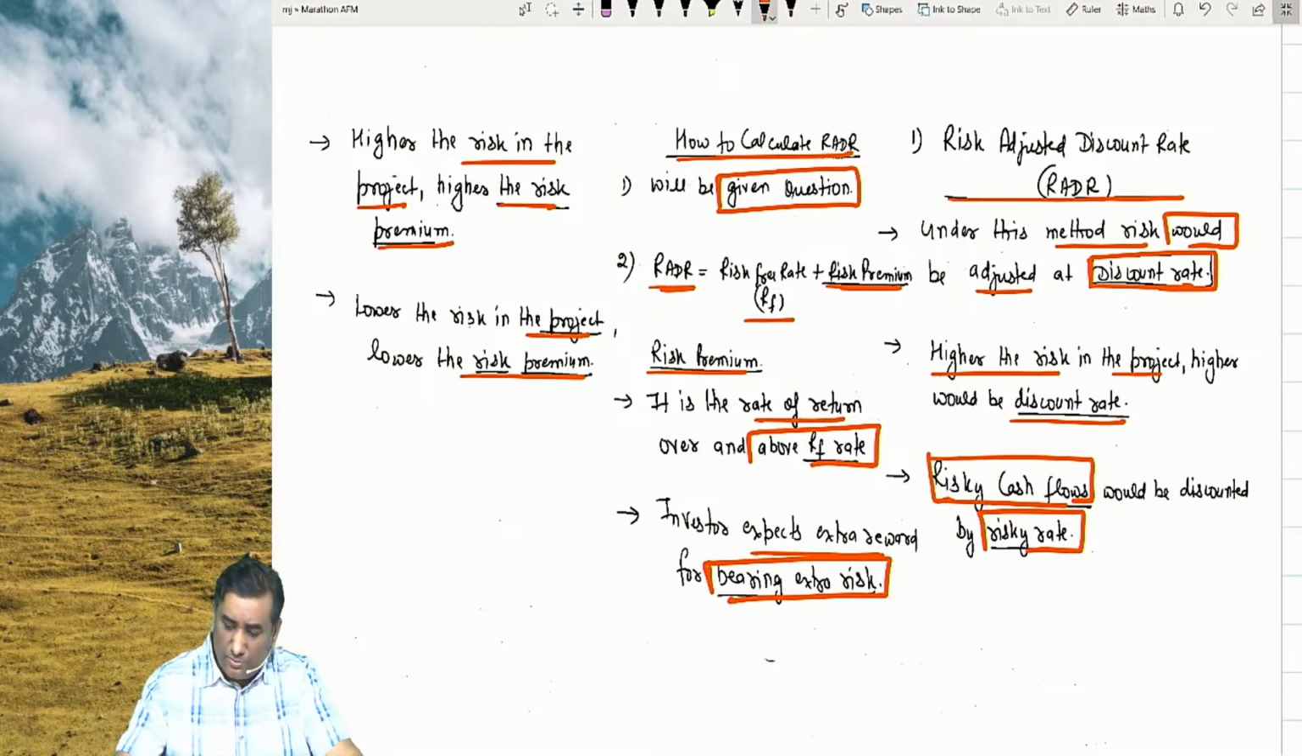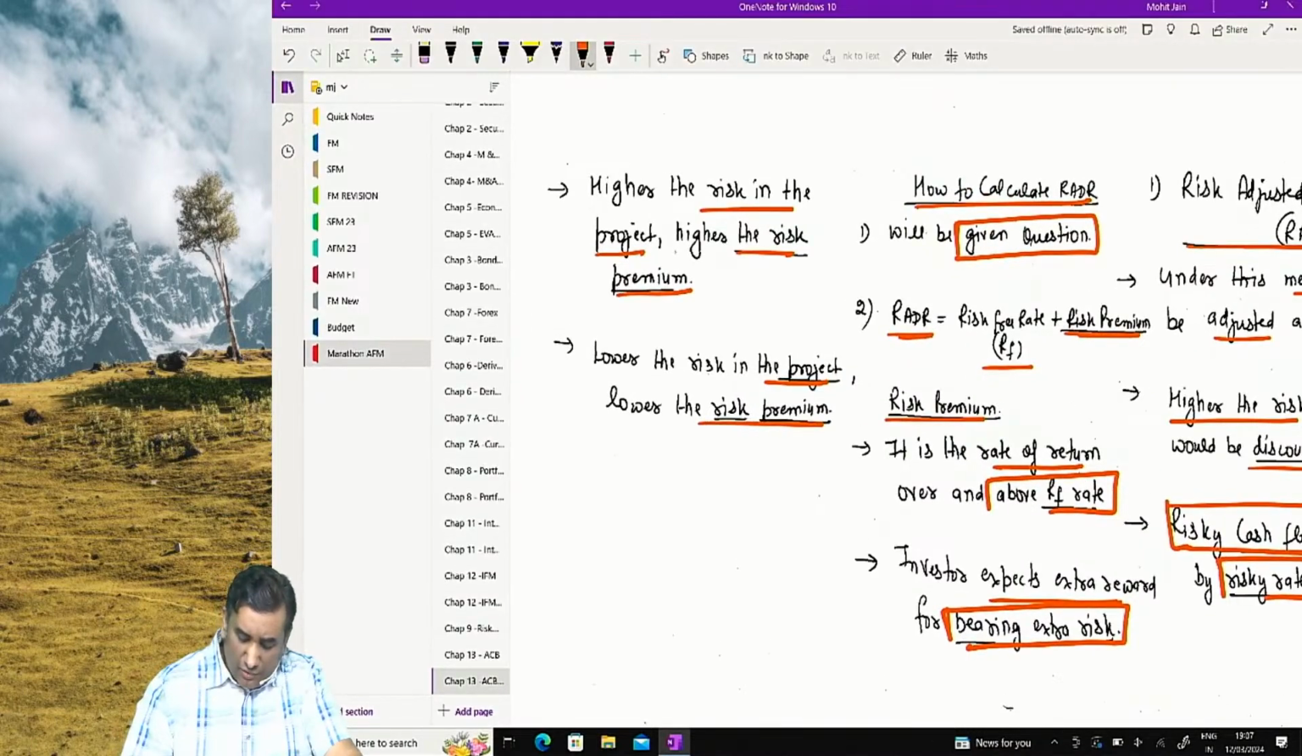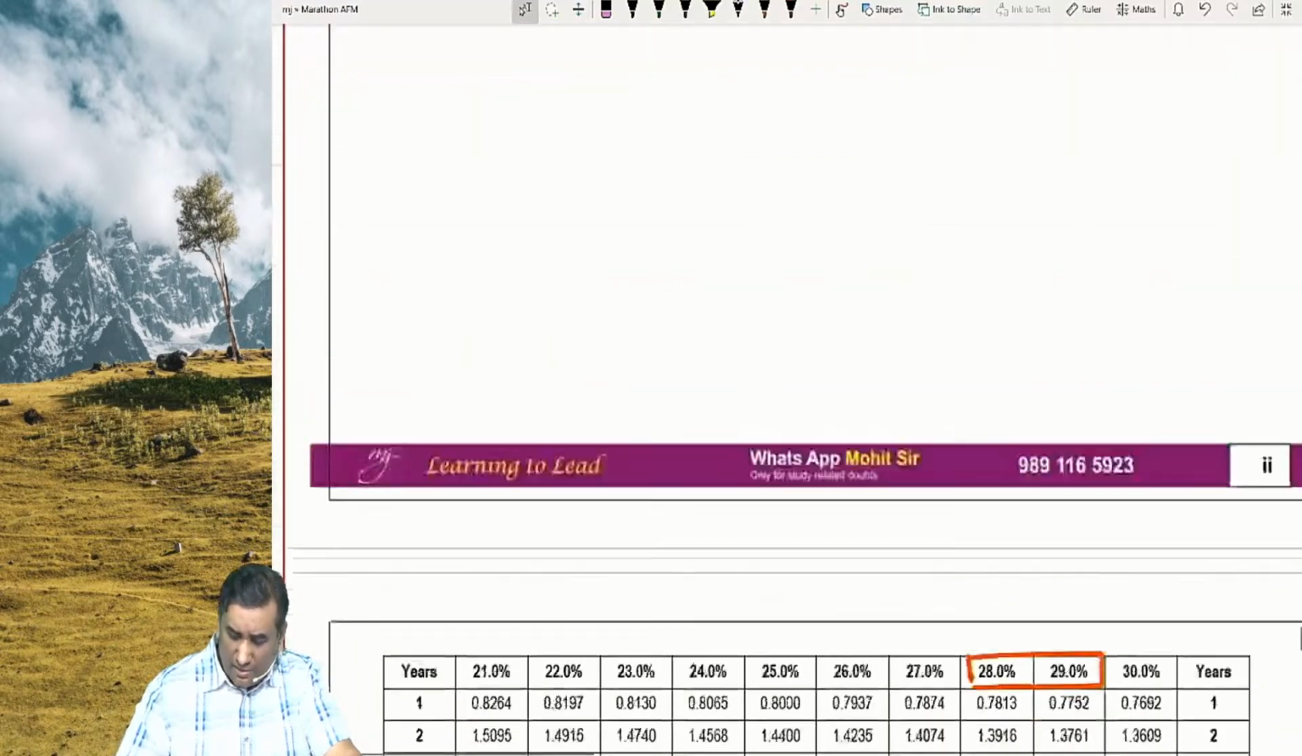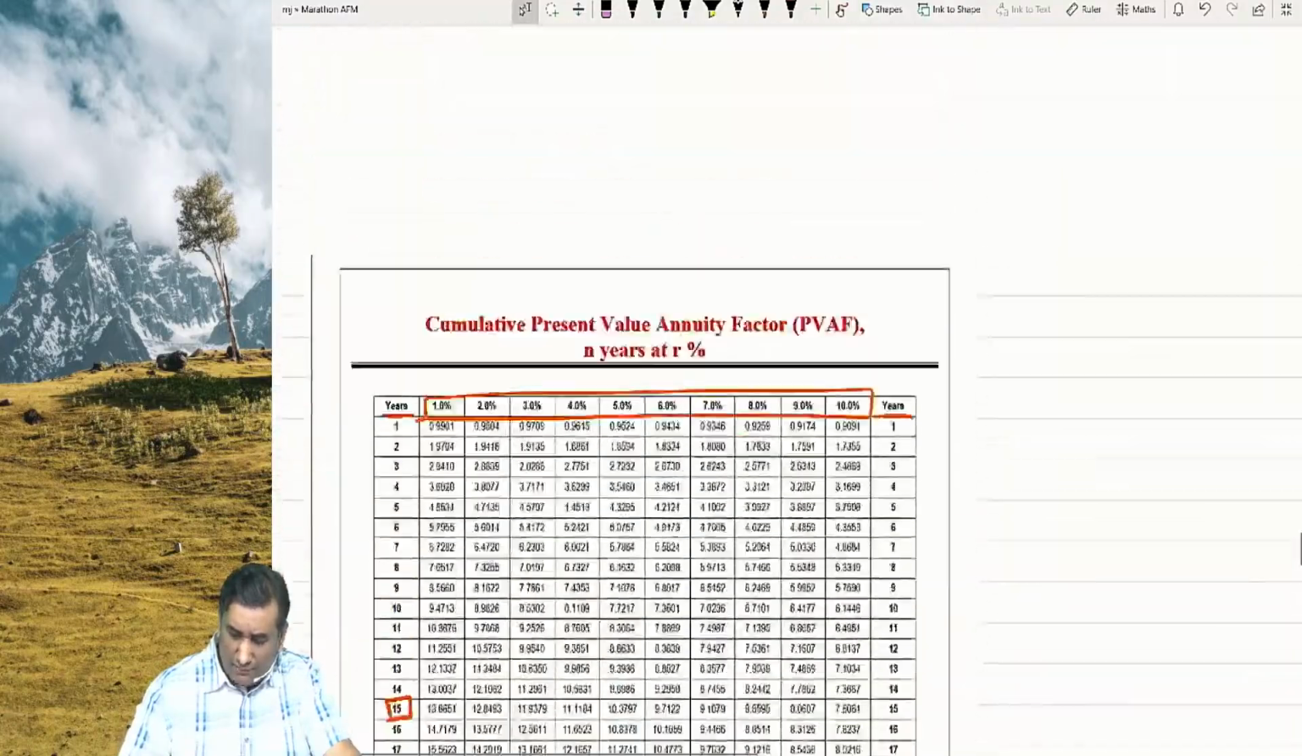So risk adjusted will adjust the risk in the discount rate. What are the types of questions which come, sir? The first variety of question which used to come, which I think now might not be given.